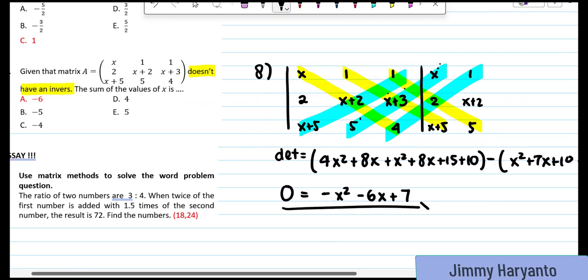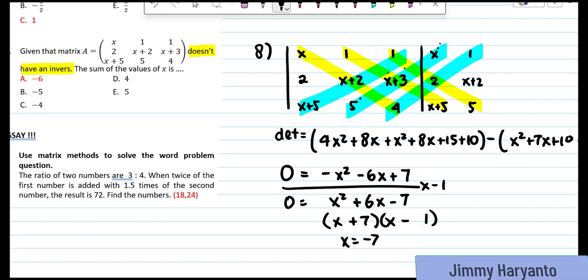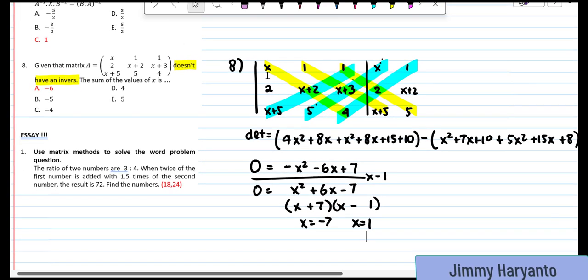Next is to multiply them by negative 1 because we want to factorize it. It will be easier if you factorize the positive x squared, not the negative. So when you factorize, you will have 7 and 1, positive and negative. You will have x equals negative 7, x equals 1, and when you add them, the sum will become negative 6. That is for number 8.